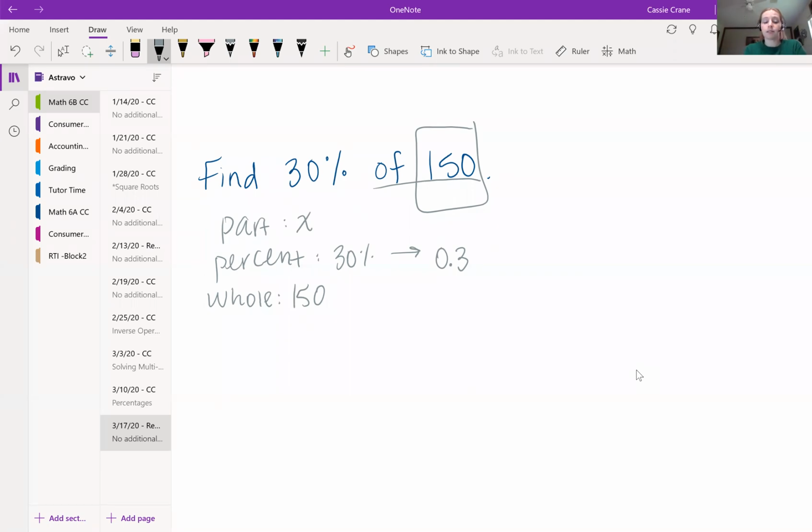So now I can set this up in my percent equation. Part equals percent times whole. So X equals 0.3 times 150. And again, since I have 0.3 times 150 on one side of the equal sign, I can just multiply that to simplify. That's going to give me X equals 45, which just says that 45 is 30% of 150.